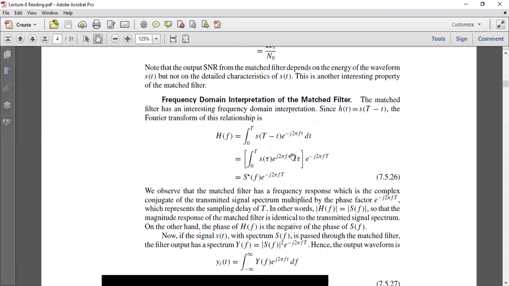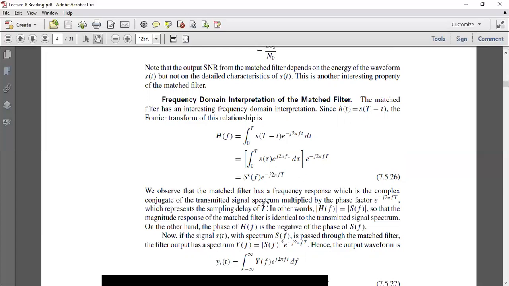So now we'll look at the frequency domain interpretation of the match filter. The match filter has an interesting frequency domain interpretation. Since h of t is equal to s of capital T minus small t, we take the Fourier transform of this relation. So the Fourier transform of the impulse response of the match filter is given by this. So we just multiply it with the exponential minus j2 pi ft dt. So put the value here and then minus j2 pi ft. So this is nothing but s star f e raised to the power minus j2 pi fT. So there is a shift, frequency shift.